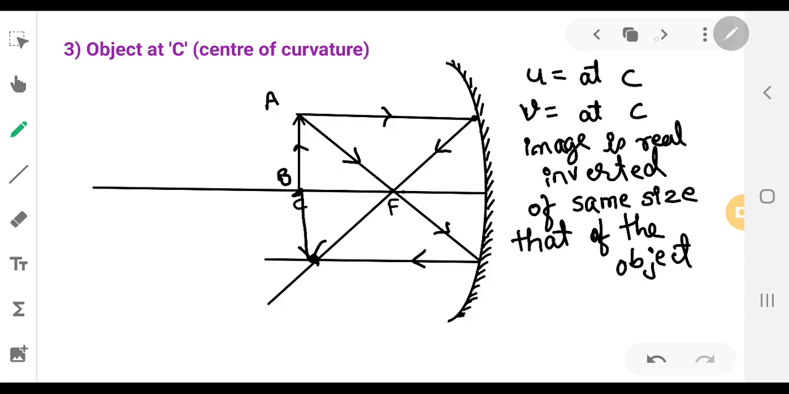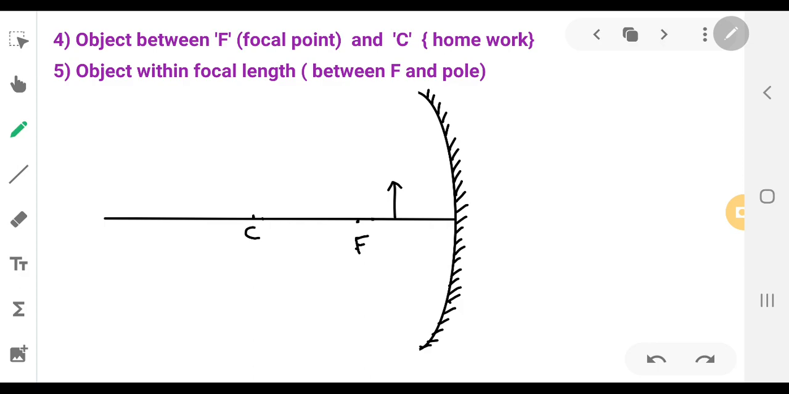Now next we'll see the image formation. Now you have to try placing the object between F and C. Here you have to place the object between F and C, and work out the image formation pattern: how the image is formed, what will be the size of the image, and the type of the image. Is it real or virtual? The next case is when the object is within the focal length, that is, between the focal point and the pole.